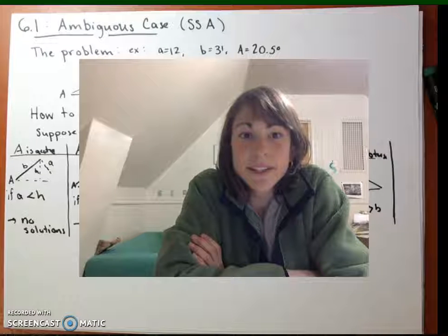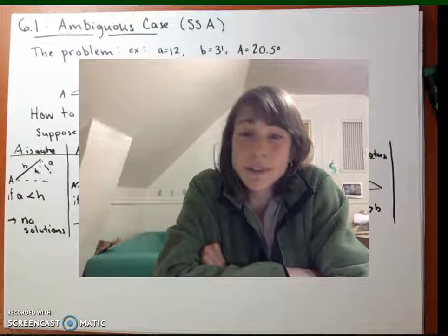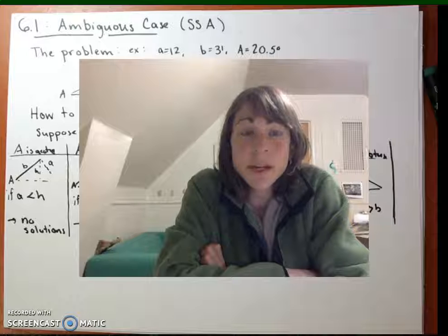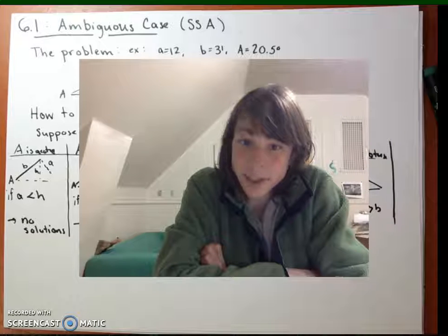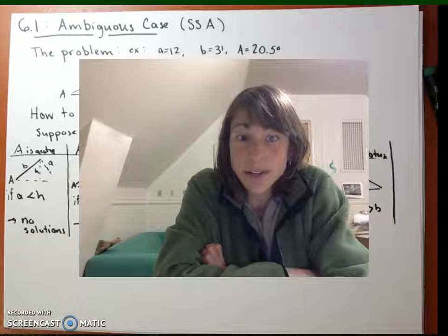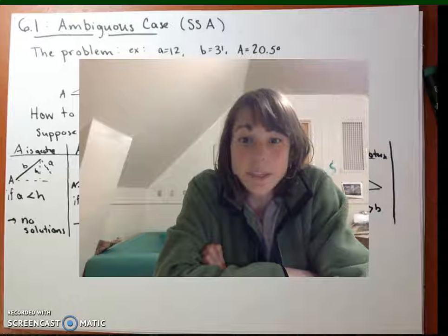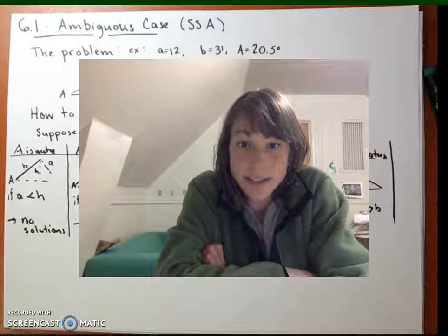Hi everyone! In the last video I told you that there were some cases where we have to tweak the law of sines just a little bit to make it work. So that's what we're going to be talking about in this video. It's called the ambiguous case of the law of sines.